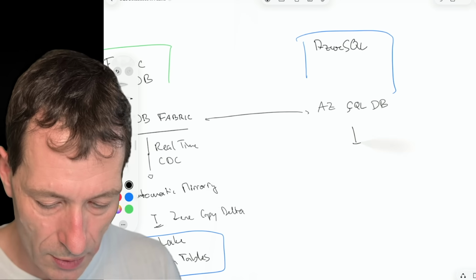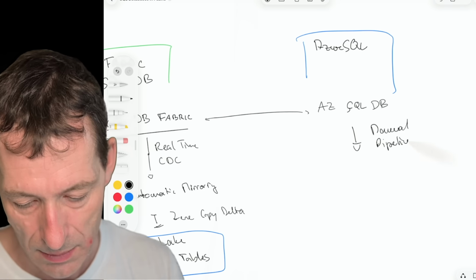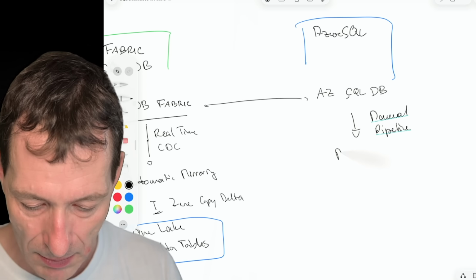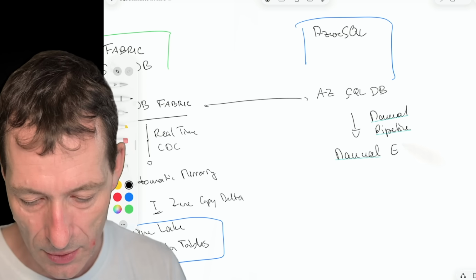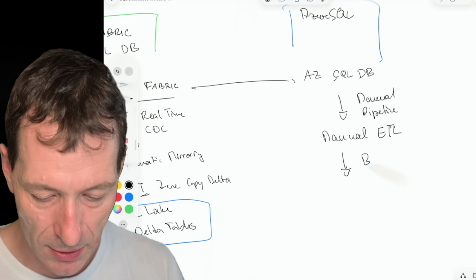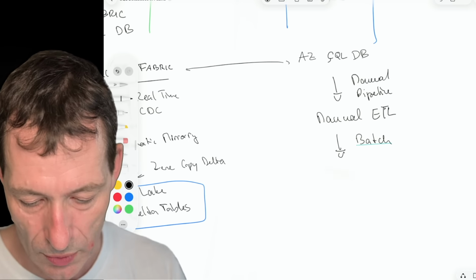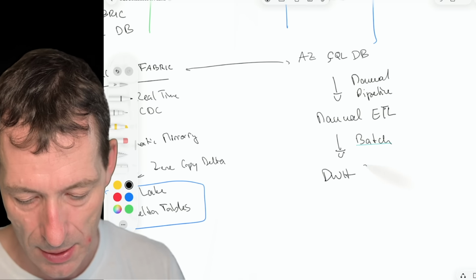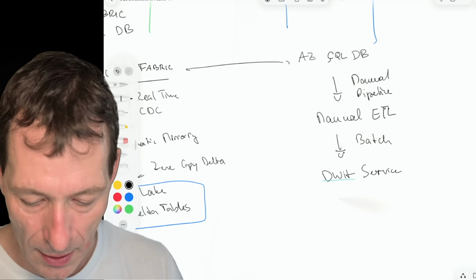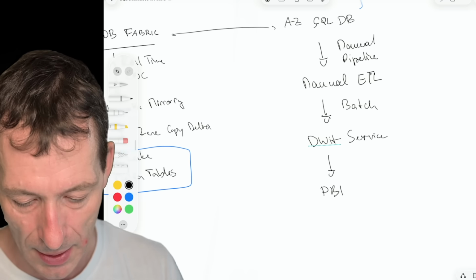From there on, you would need a manual pipeline. From there on, you would need some kind of manual ETL. From there on, you would need some kind of batch processing, and you need to put that into some kind of data warehouse service to consume your data. And from there on, you could then use some consumer, for example, Power BI, to consume your data.